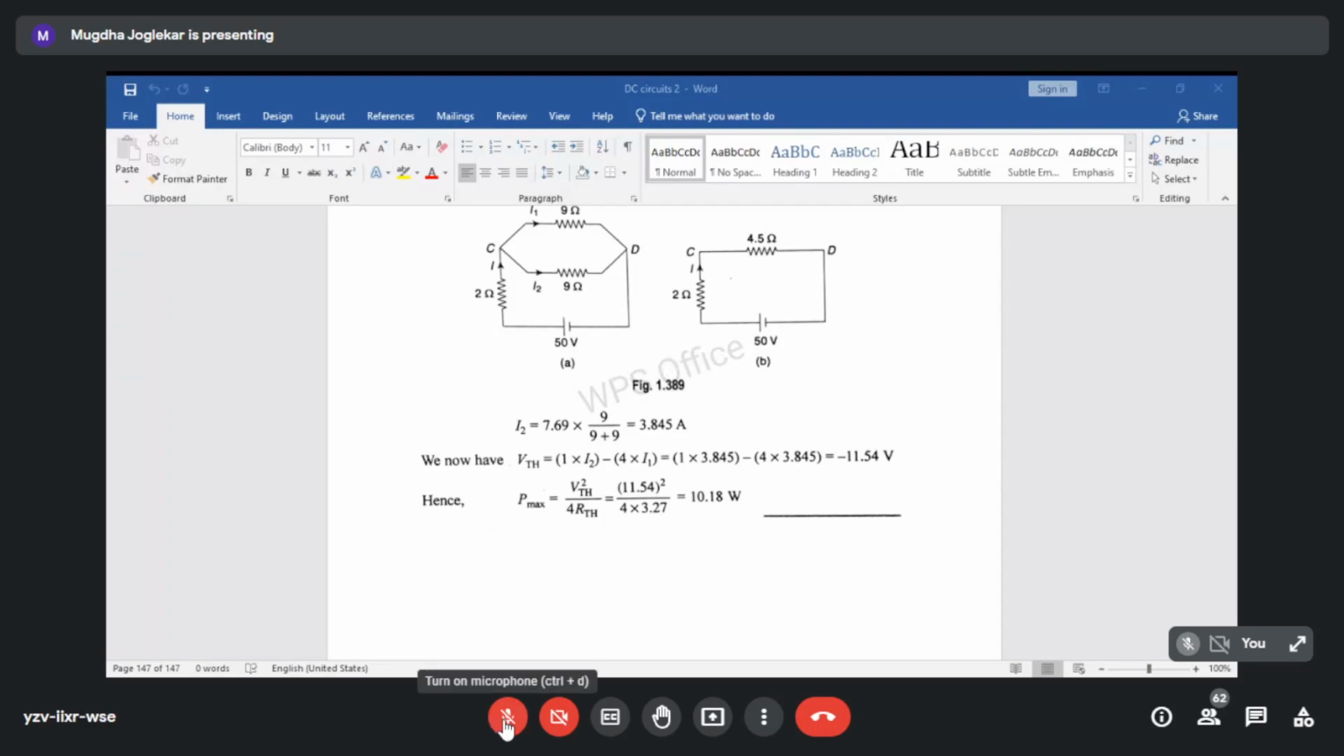Right. So now if anybody has a doubt, can we go for the starting points we discussed earlier, series parallel or Norton theorem or mesh? Which one do you want?